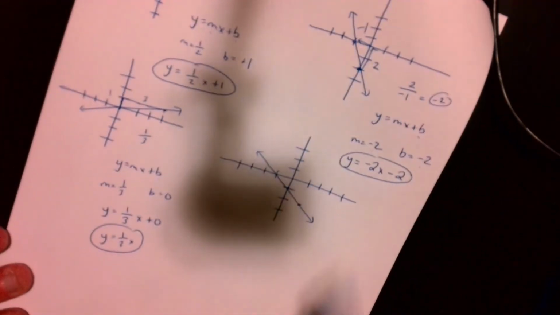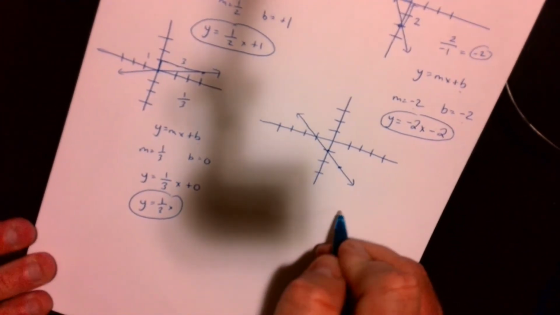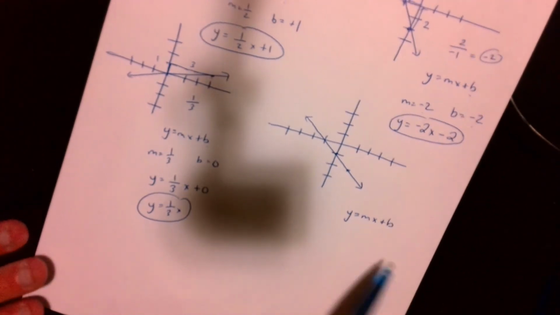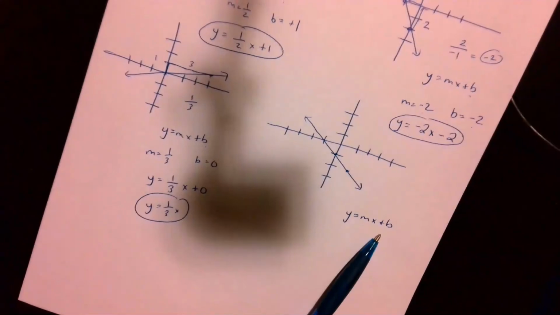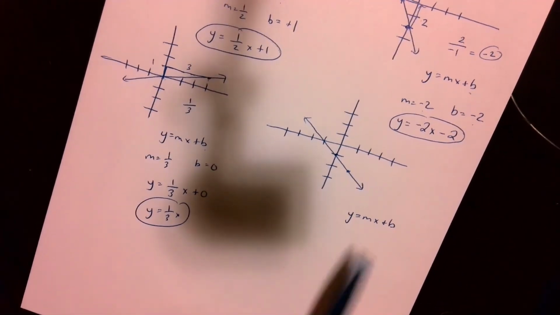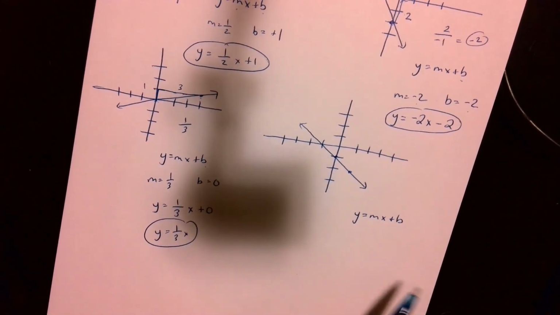Okay? I want you guys to try this last one we have right over here if we can get out of the shadow. So y equals mx plus b. Find what your beginning point is, then find what your movement is. And where do we start? And what's the movement? And then write it into the equation.